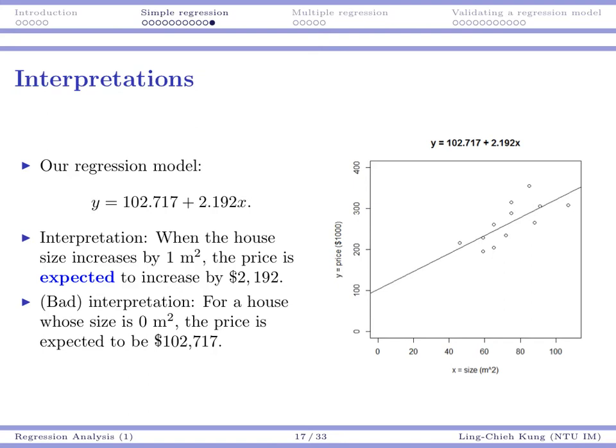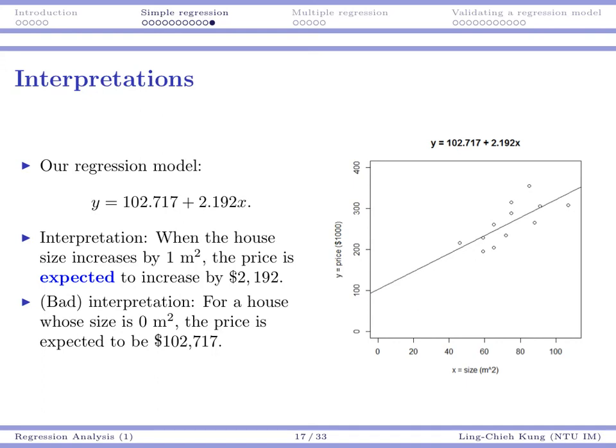We have more than the correlation coefficient. We now can say how x affects y. This is something the correlation coefficient cannot do. And also now you need to be careful in interpreting all those results. For example, suppose you say, okay, let's plug 0 into this x, then y would be 102.8, right? That means if I have a house whose size is 0, then the price would be expected to be 102,000. That's definitely wrong, right?